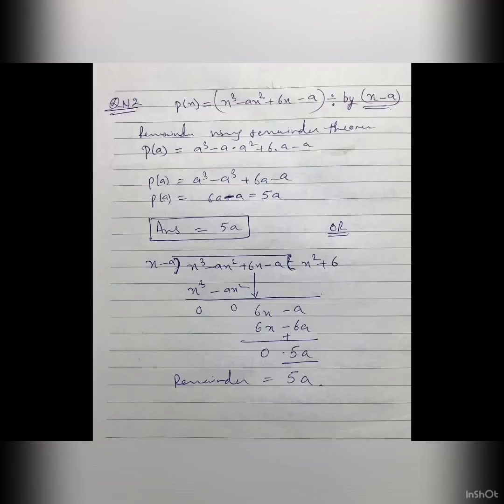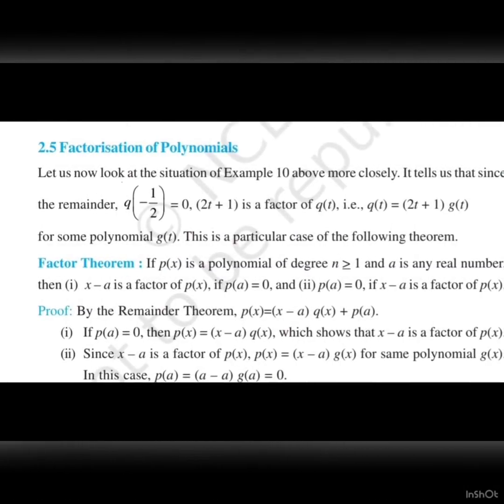We can also find the remainder using the long division method, but that is time consuming. Now the factor theorem. If p(x) is a polynomial of degree n greater than or equal to 1 and a is any real number, then first, x minus a is a factor of p(x) if p(a) is 0, and second, if p(a) is 0, then x minus a is a factor of p(x).